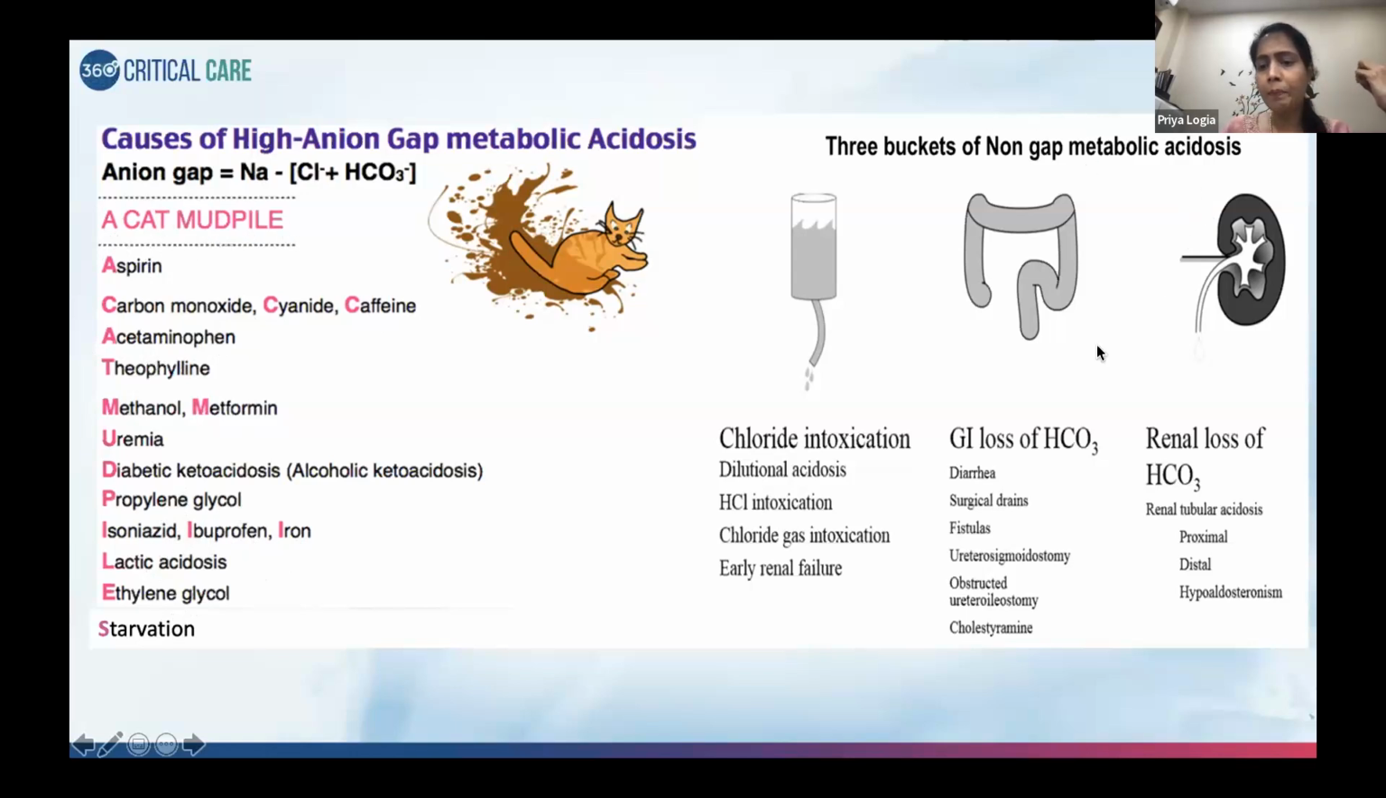So non-anion gap metabolic acidosis could be due to most commonly diarrhea, fistulas, ureterosigmoidostomy, cholestyramine, and then it can be HCl intoxication. A patient who was on normal saline infusion, high chloride, okay, and dilutional acidosis can be there. And renal loss of bicarbonate, which we see in renal tubular acidosis. It can be proximal, distal, or hypoaldosteronism.